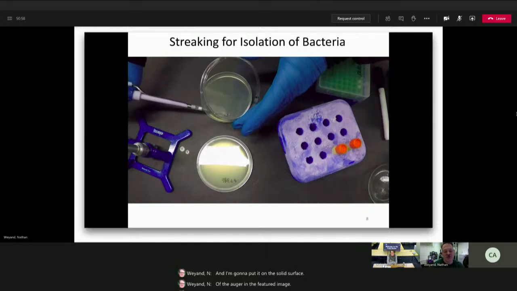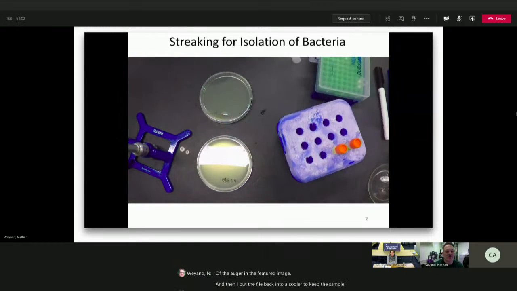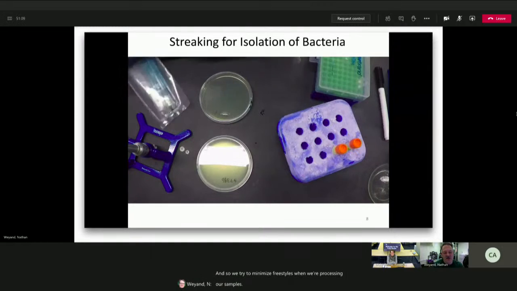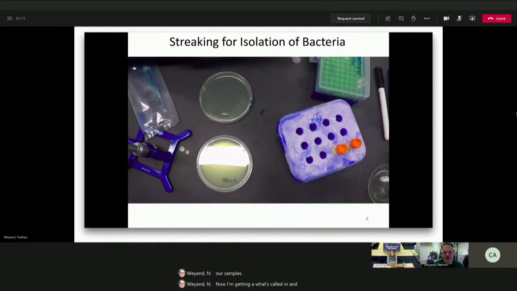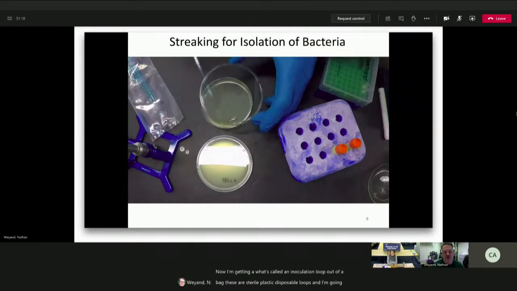Okay, and then I put the vial back in a cooler to keep the sample frozen. So we try to minimize freeze thaws when we're processing our samples. Now I'm getting what's called an inoculation loop out of a bag. These are sterile plastic disposable loops, and I'm going to spread the sample out on the plate.